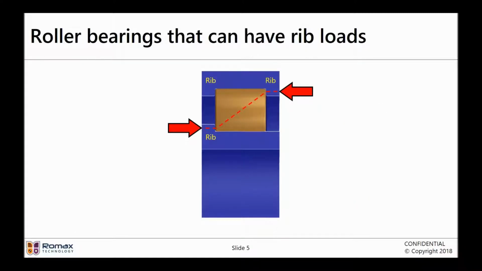So, bearings that can have rib loads. Cylindrical rollers are about the only ones that we're going to be looking at in that regard, and it requires that it have a rib on opposite corners. In this case, they have two ribs on the outer, one rib on the inner, and a thrust load can be taken across this roller through those ribs.